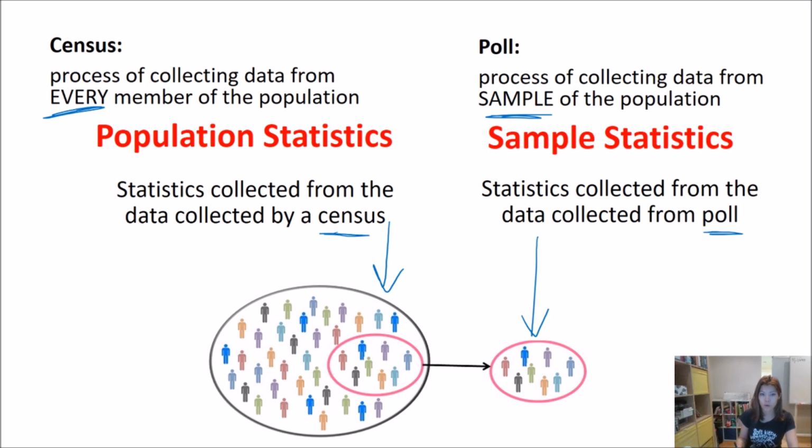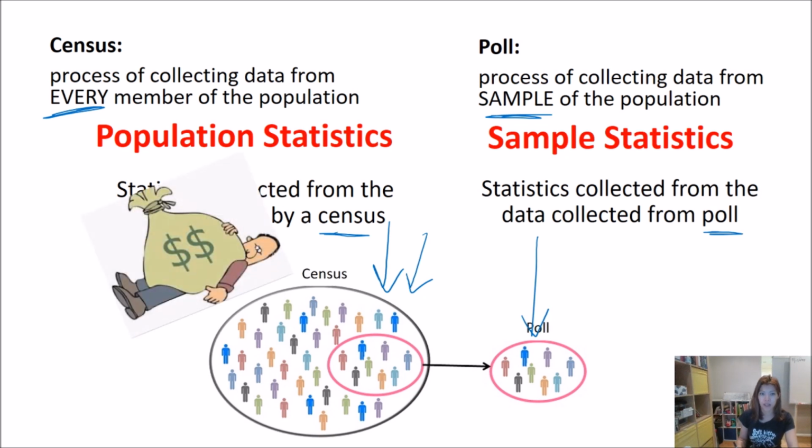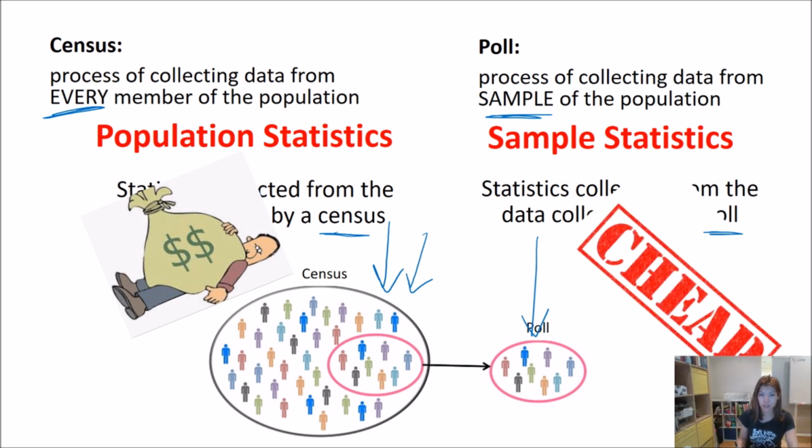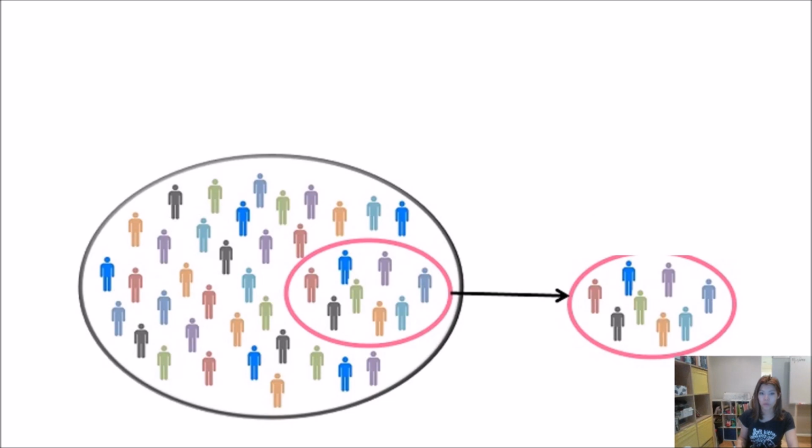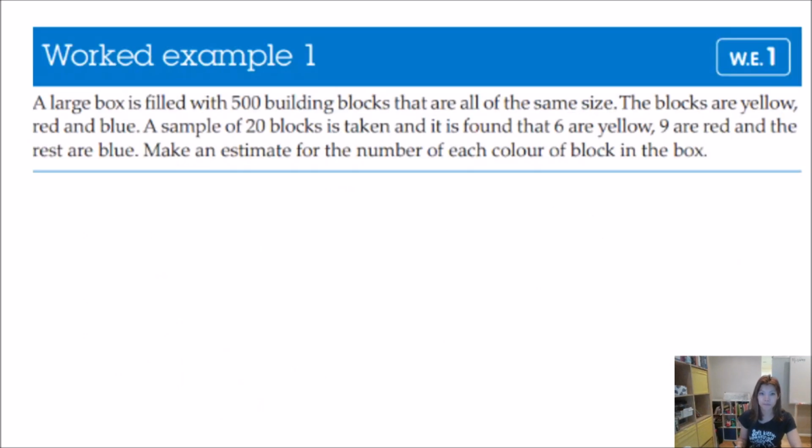Now, it would be more ideal to look at the population to see what people really want or what things really are. But it can get very, very expensive. And it's a lot cheaper to just look at the smaller sample. So what do we do? We look at the smaller sample and we use that to predict the population. So let's look at an example where it does that.